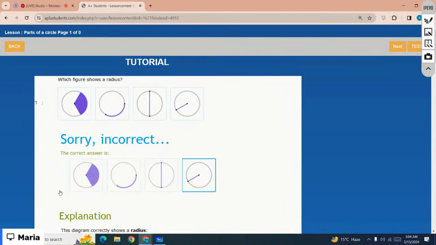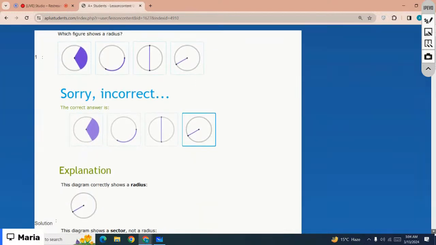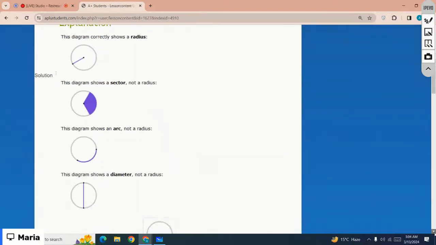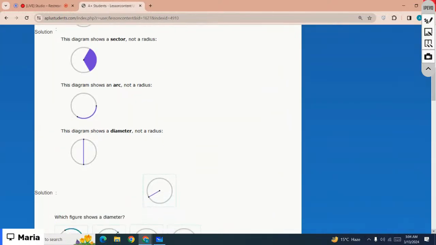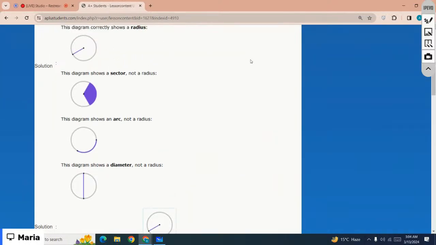Which figure shows a radius? So you are given more than one figure, you have to say which one shows the radius, right? So the last one, that is the one that shows the radius, right? What is radius? Here you are given the details. The diagram shows a sector, not a radius. This one is a sector on a circle, right?